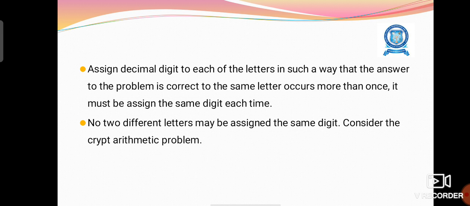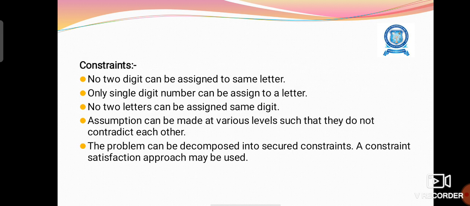Consider the cryptarithmetic problem. There are some constraints to solve this problem. No two digits can be assigned to the same letter. Only a single digit number can be assigned to a letter. No two letters can be assigned the same digit. Assumptions can be made at various levels such that they do not contradict each other.